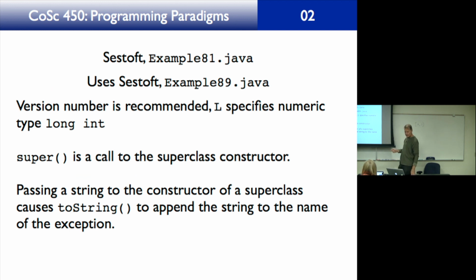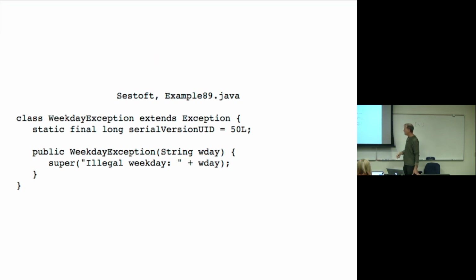And now, I think this will be our last example. We're going to do Sestoft example 81, which uses Sestoft example 89. So here again, I packaged this up into a Java package with example 81. And so let's take a look at the code. There's some statements in here about a version number and about super and about passing a string to the constructors of a superclass. So we'll come back to this in a minute after we take a look at this code.